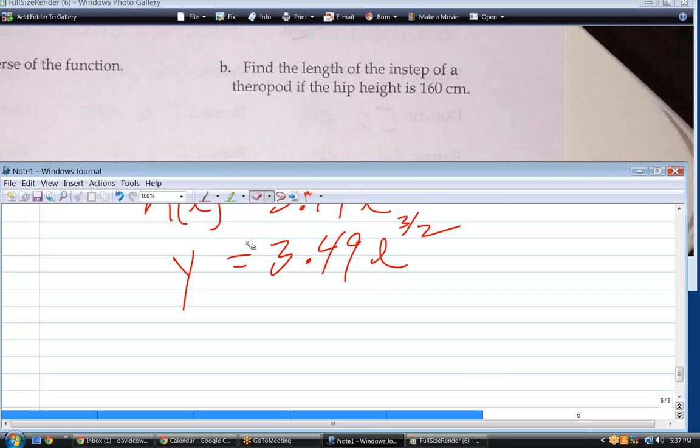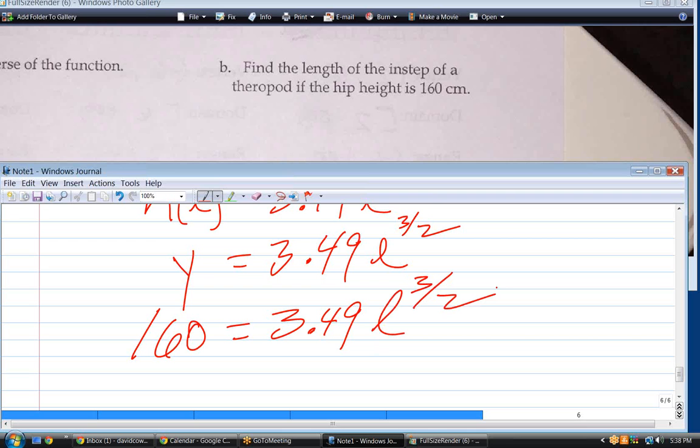So you would do 160 equals L over... No, 3. No. We're not working from the inverse function. Oh, okay. You were working from the original. Yes.